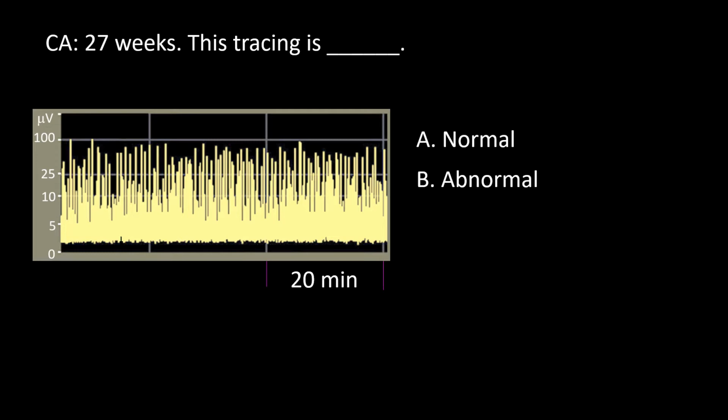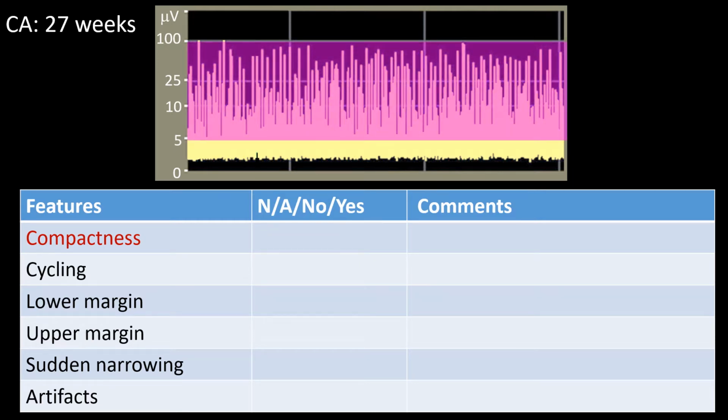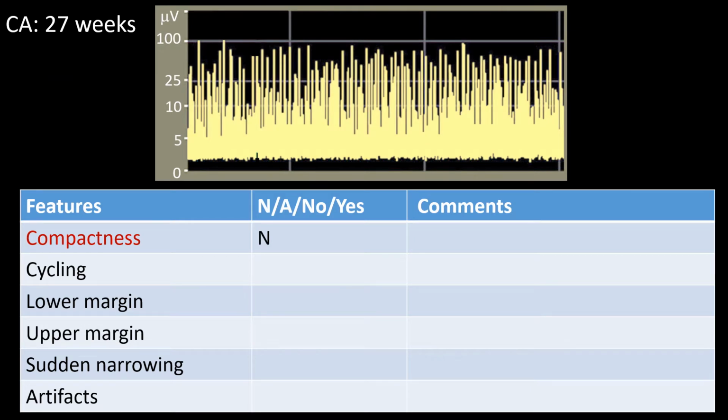Next question. This tracing is A, normal, or B, abnormal. In this frame, I have included the tracing and the index card format I use for keeping track of changes. The first item to analyze is compactness. As you can see, in the shaded area, the individual lines are not packed together. But at 27-week conceptional age, this degree of lack of compactness is, in my judgment, normal.